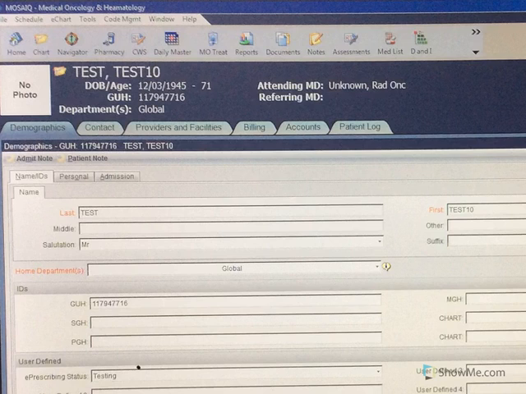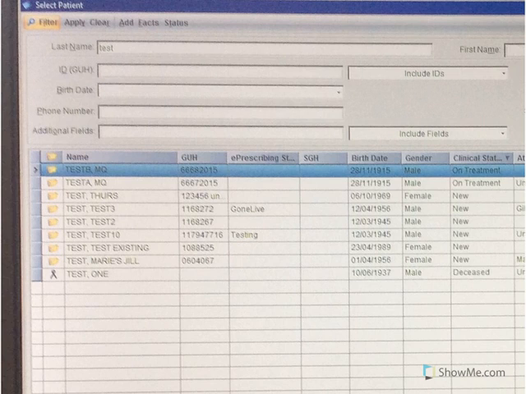A short overview of MOSAIQ as it applies to UHG. Notice the ePrescribing status is testing for this patient, which means we are populating their record with drugs retrospectively. Also here, the status: gone live, testing. If it's blank, it means that we're still working off paper. Testing means paper is the primary record. Only if it says gone live should you be using the electronic record of chemotherapy as a decision-making tool.